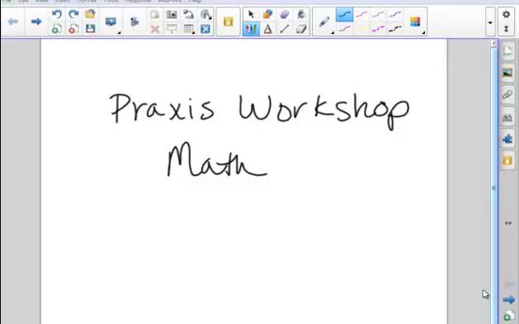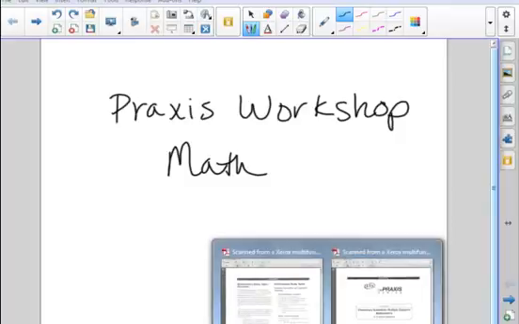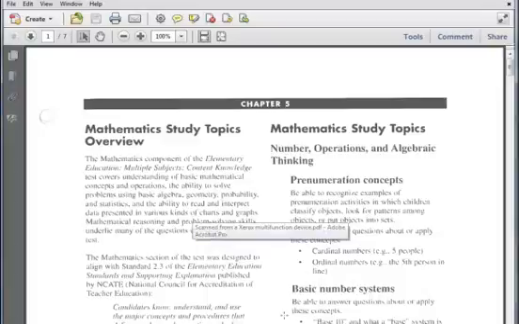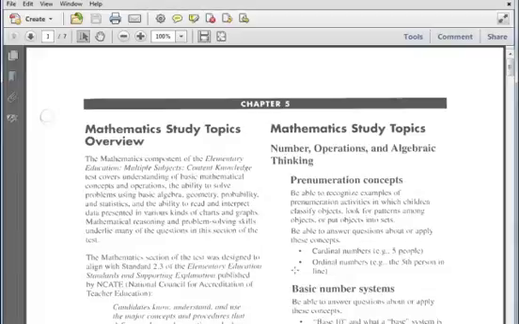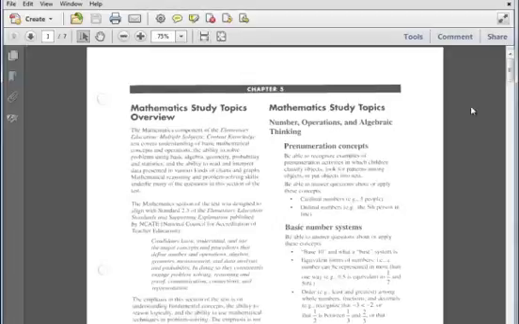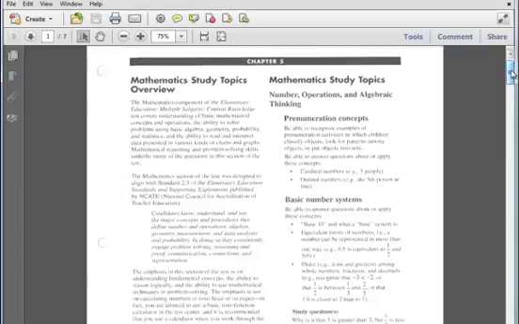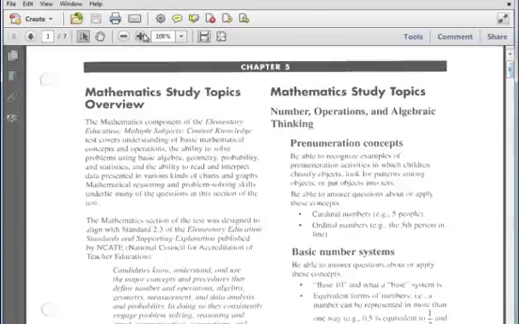So what we're going to do is just walk through real quick all the different topics. I'll try to do that quickly so we don't spend a lot of time on it, so we can actually start working some problems. But these are the actual mathematics study topics. I'm going to go ahead and reduce that a little bit so we can see more of them at a time.